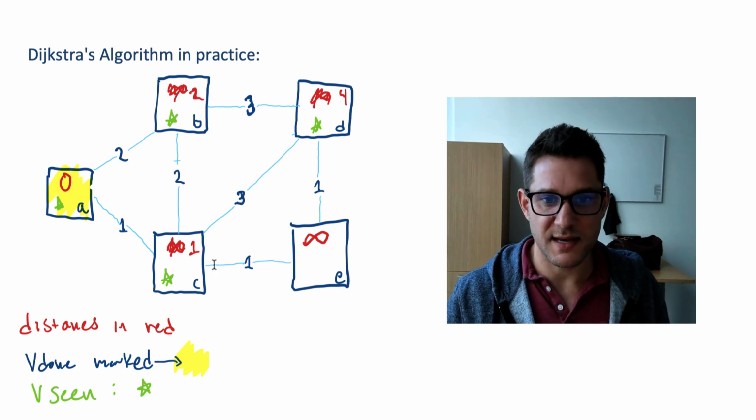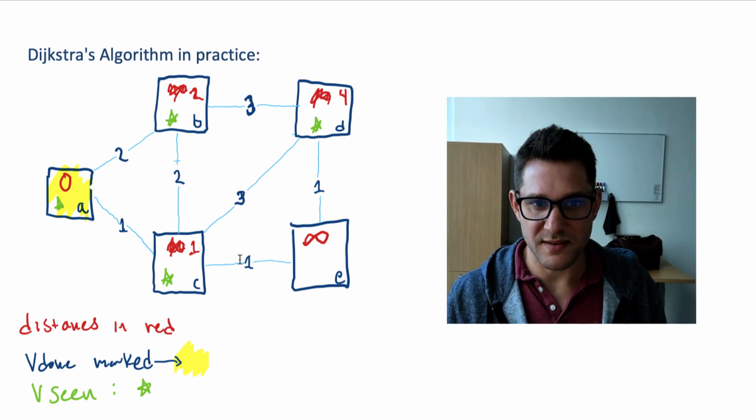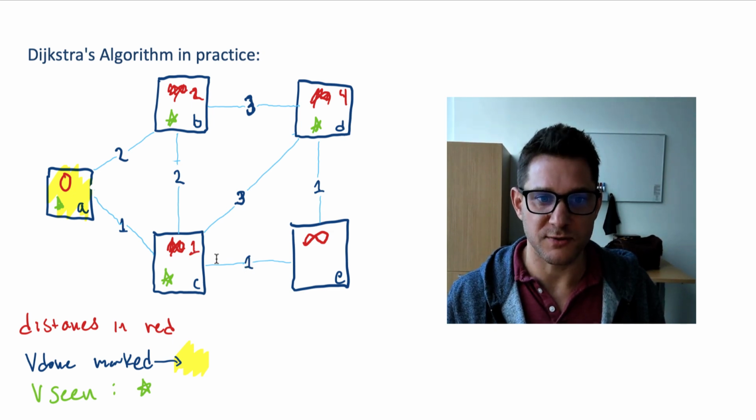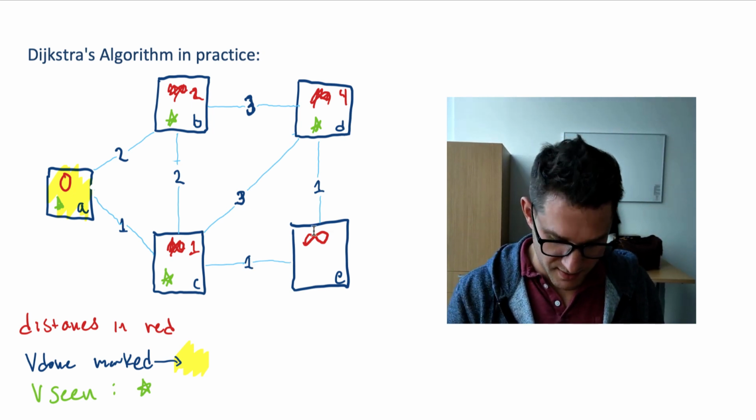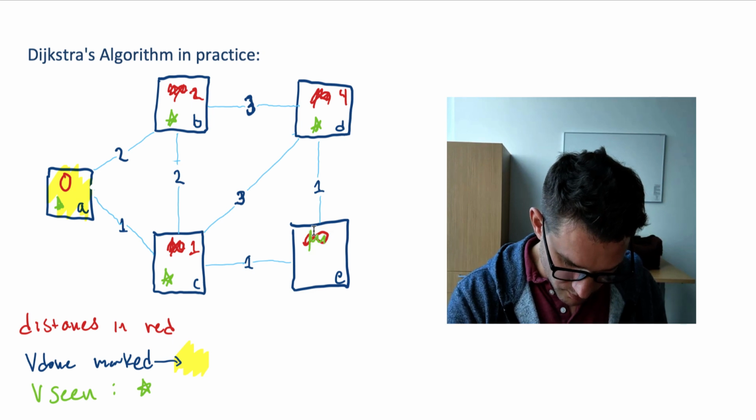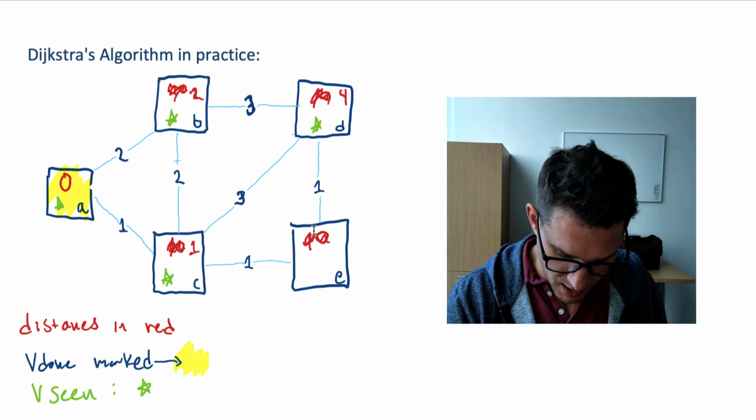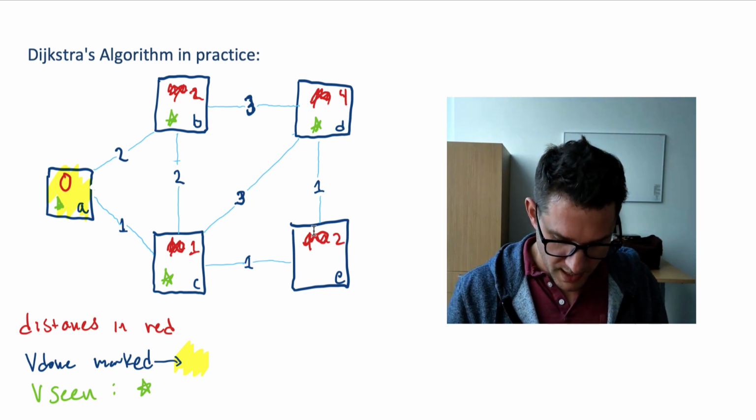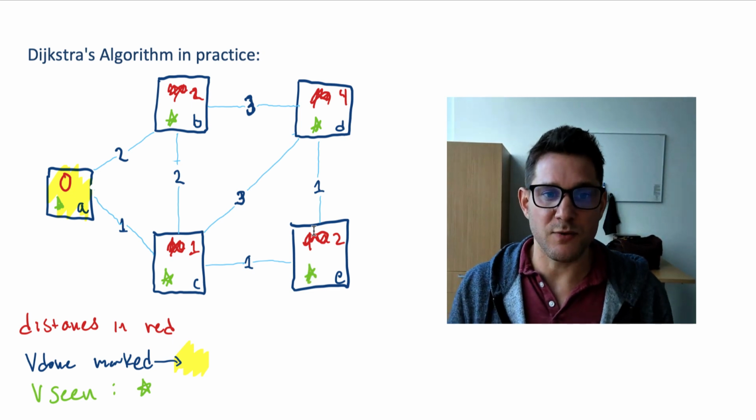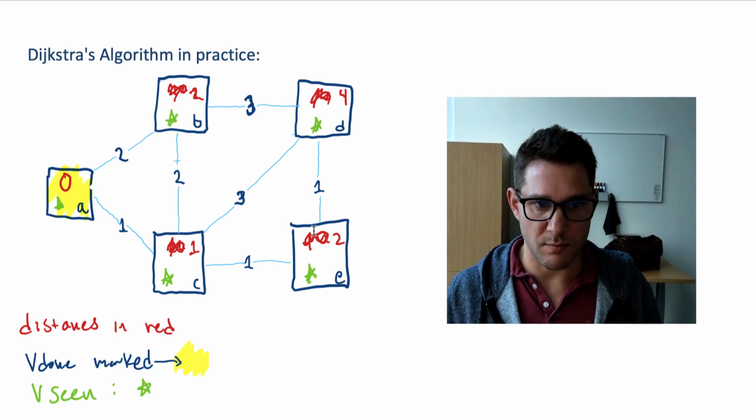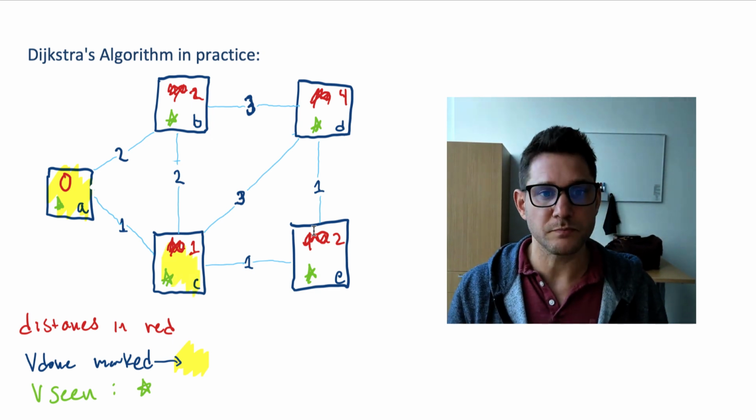Finally, C is connected to E. We take the distance 1 for C, we add that to the edge weight 1, and we ask ourselves, is 1 plus 1, or 2, smaller than infinity? And it turns out that is smaller than infinity, so we cross out this infinity, and we write down 2. And we're going to then add E to the vscene heap. Okay, now that we've looked at all of C's neighbors, we can mark C as done. C is now going to be done. We're going to mark that as yellow.